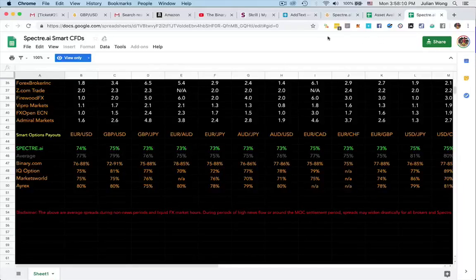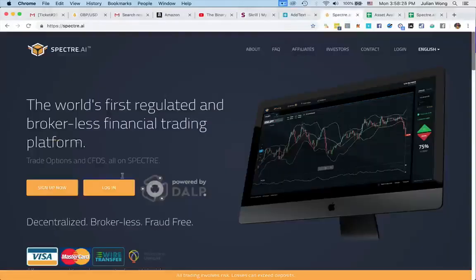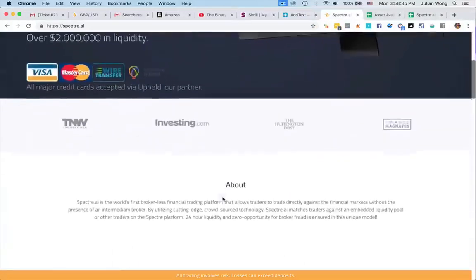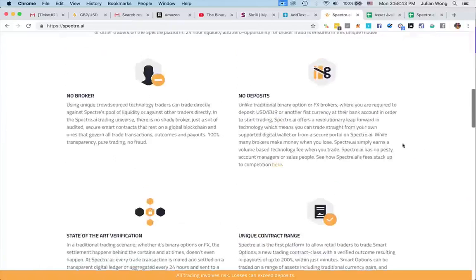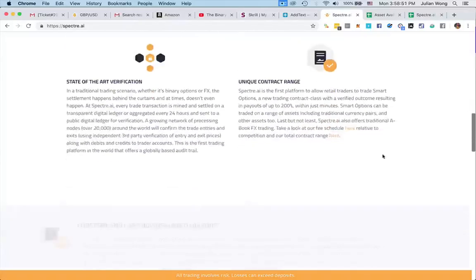Okay, so let's get to one element of Spectre that you guys probably would want to know about, as in why would we want to trade on Spectre? Maybe I should have given this at the beginning of this video. It is the world's first regulated and brokerless financial platform. It has actually been featured on the Next Web, Investing, Huffington Post, Finance Magnates. There is no broker. It is all P2P, smart contract based, if you're familiar with crypto.